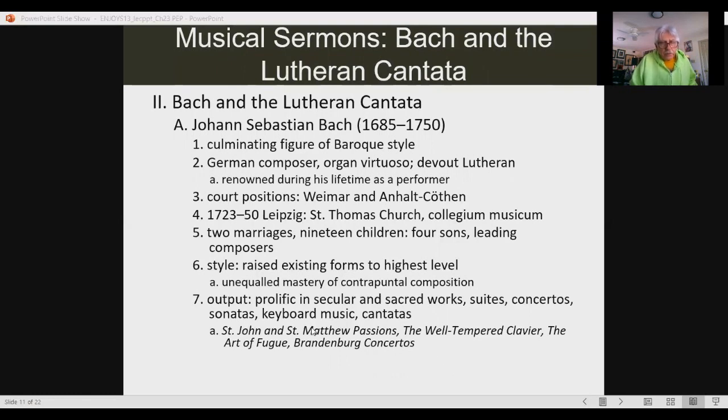Of course, Bach wrote not just sacred music. He wrote a lot of secular music. He wrote suites, which we'll study in another chapter, concertos, another chapter, sonatas, keyboard music, and I mentioned here the Brandenburg concertos. We'll do concerto another time.